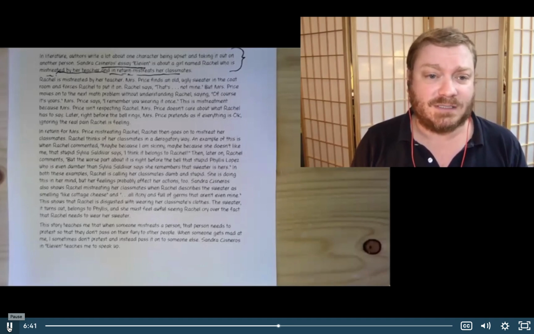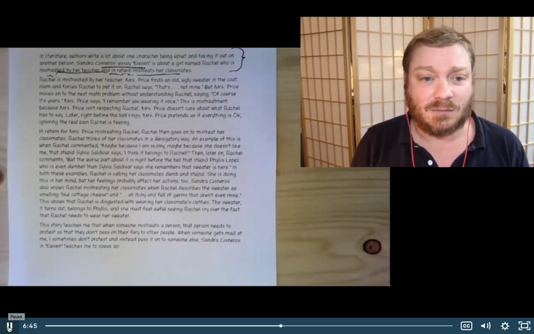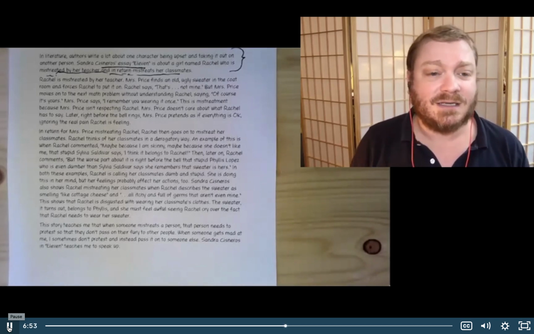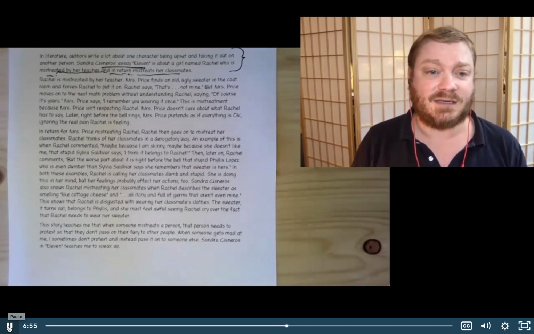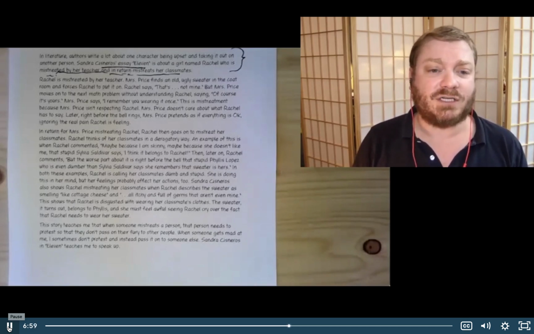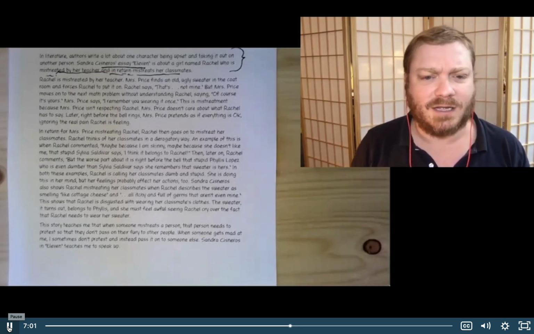In both these examples, Rachel is calling her classmates dumb and stupid. She's doing this in her mind, but her feelings probably affect her actions too. Sandra Cisneros also shows Rachel mistreating her classmates when Rachel describes the sweater as smelling like cottage cheese and all itchy and full of germs that aren't even mine. This shows that Rachel is disgusted with wearing her classmates' clothes.